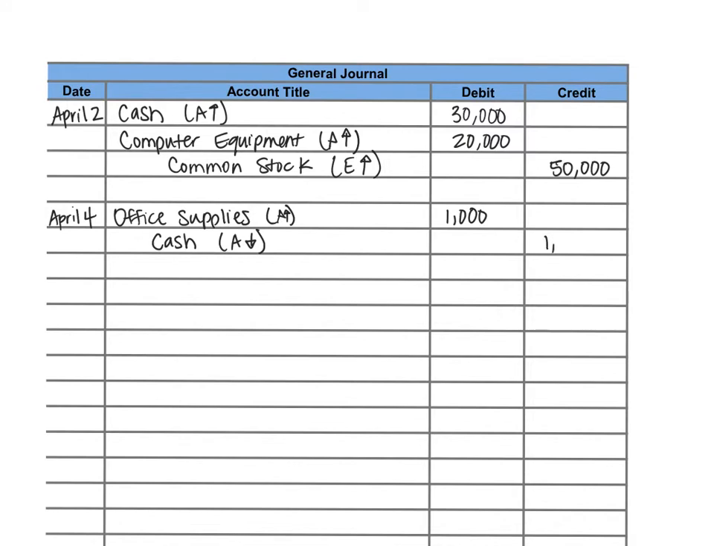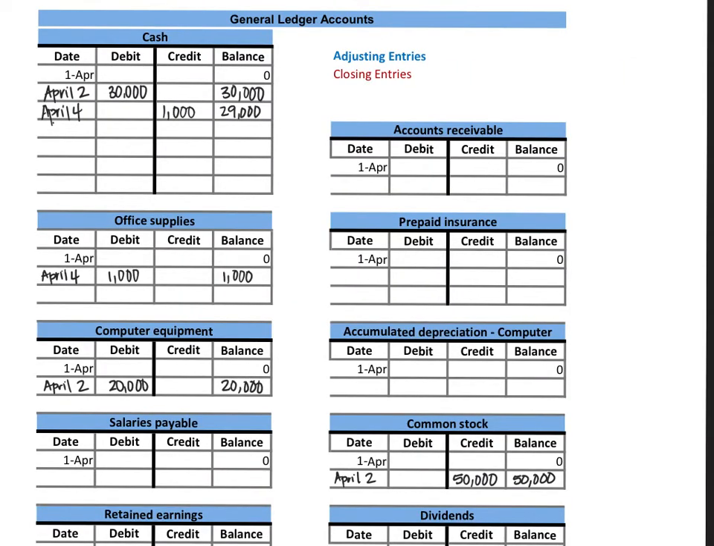So again, I'm purchasing office supplies for my company, an asset going up. I'm using cash, an asset going down. Now we're going to move over and put these into our general ledger as well. All right, so now I've brought over my journal entry and I've put in on April 4th for my cash, you see a credit of $1,000, which brings my cash balance down to $29,000. And then I've also filled in my office supplies that I purchased as a debit with a total balance now of $1,000.